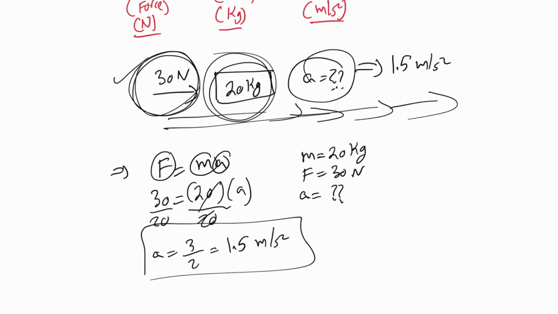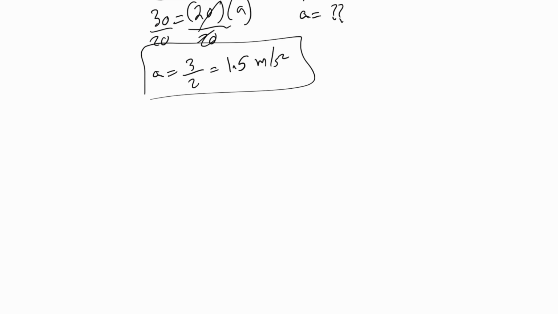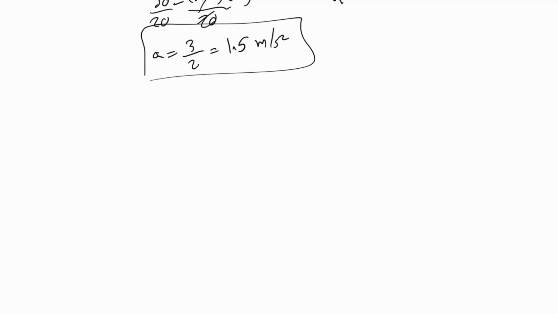If you have the force given to you and you have the acceleration given to you, you're able to calculate the mass of the object which is subject to that force. If you have the mass of the object and the acceleration of the object, you're able to calculate the force acting on that specific object. Let me give another example where we flip the cases. Let's say example number 2.